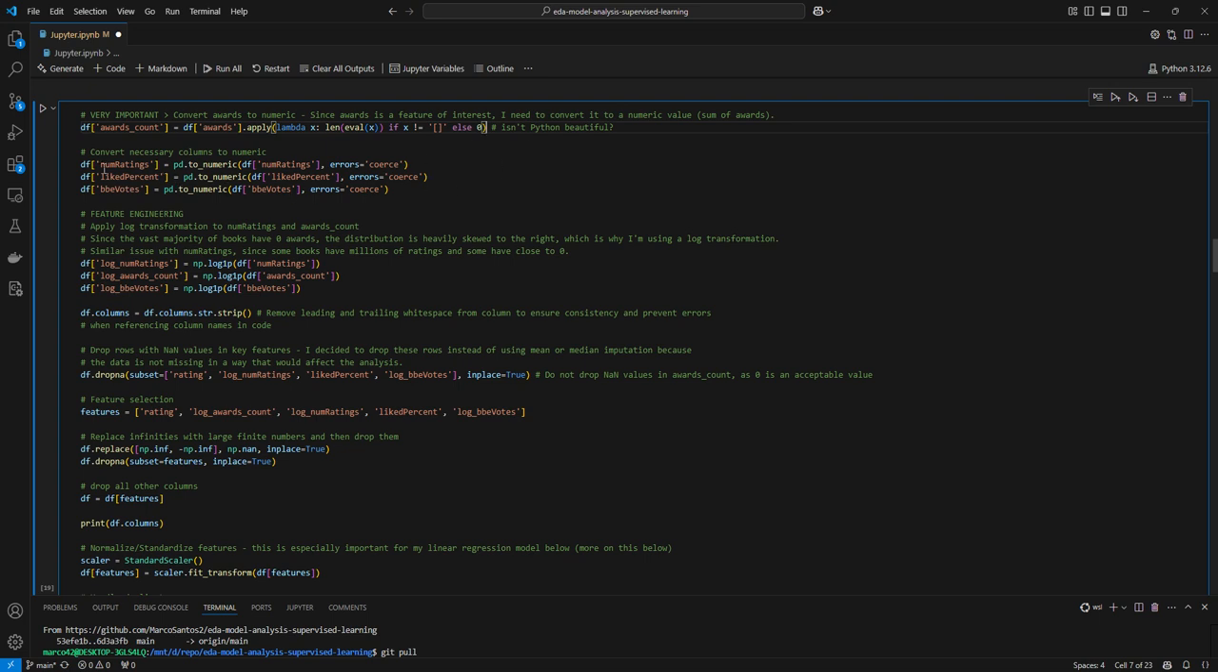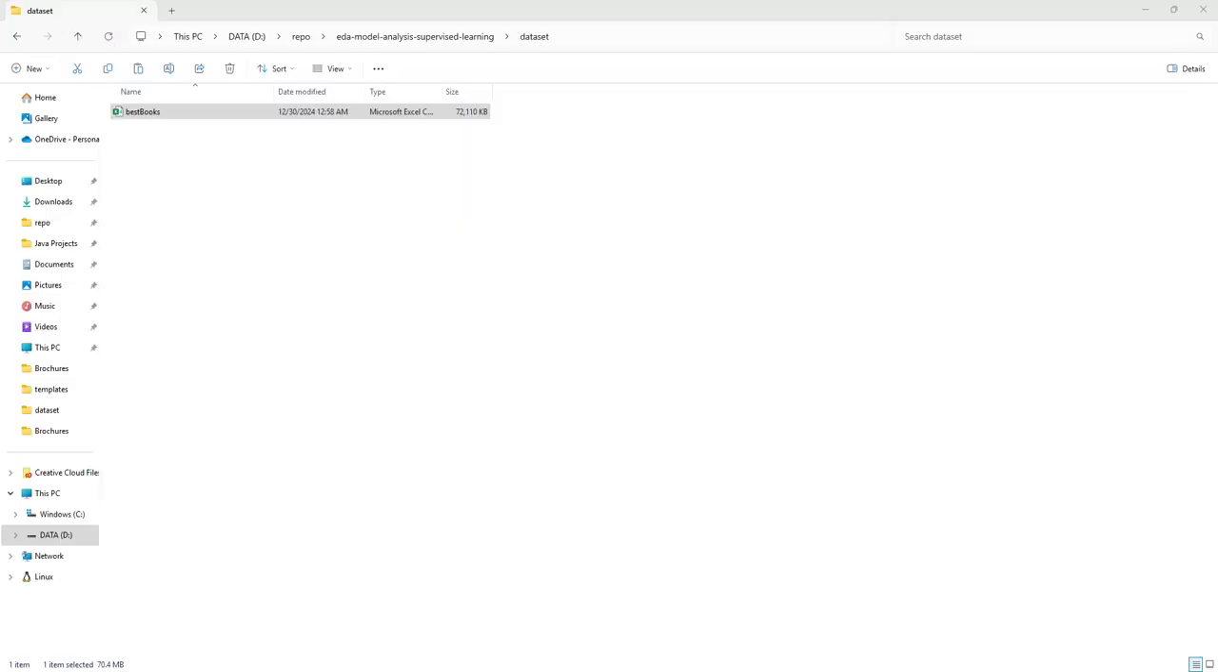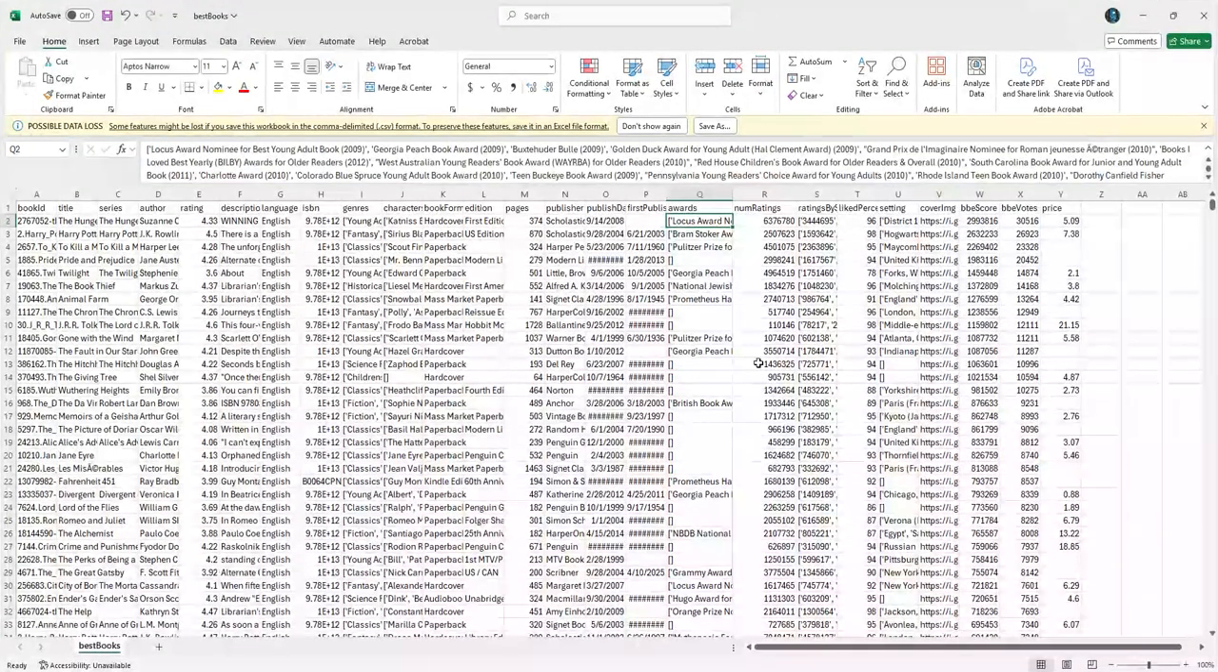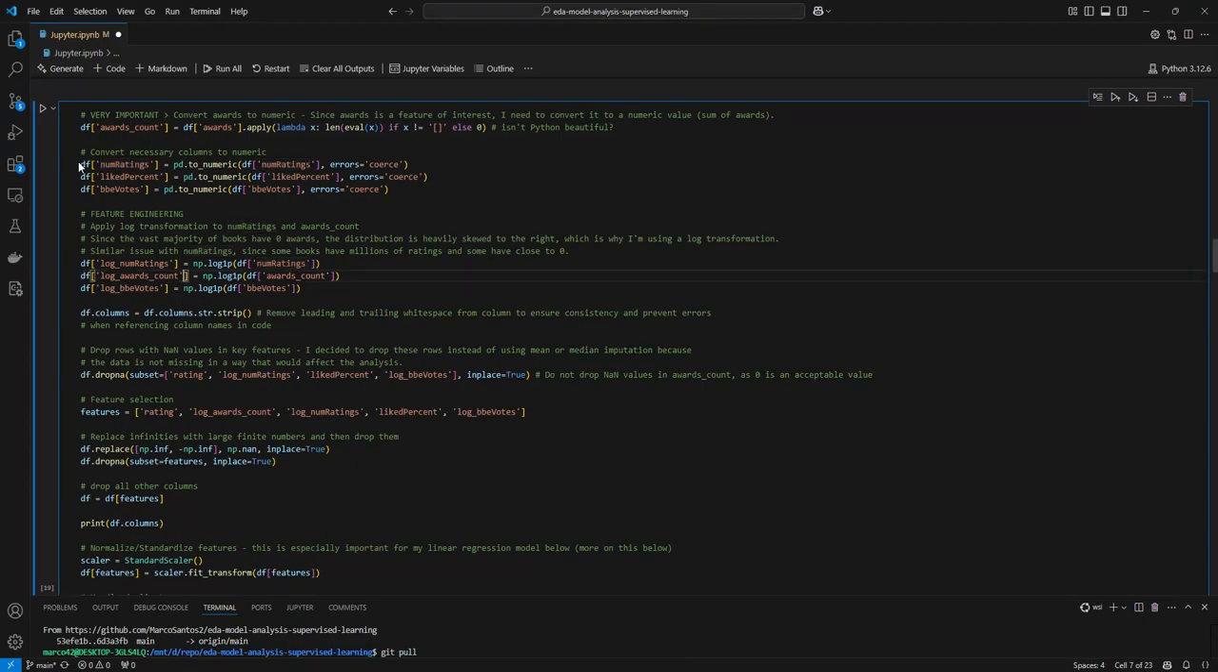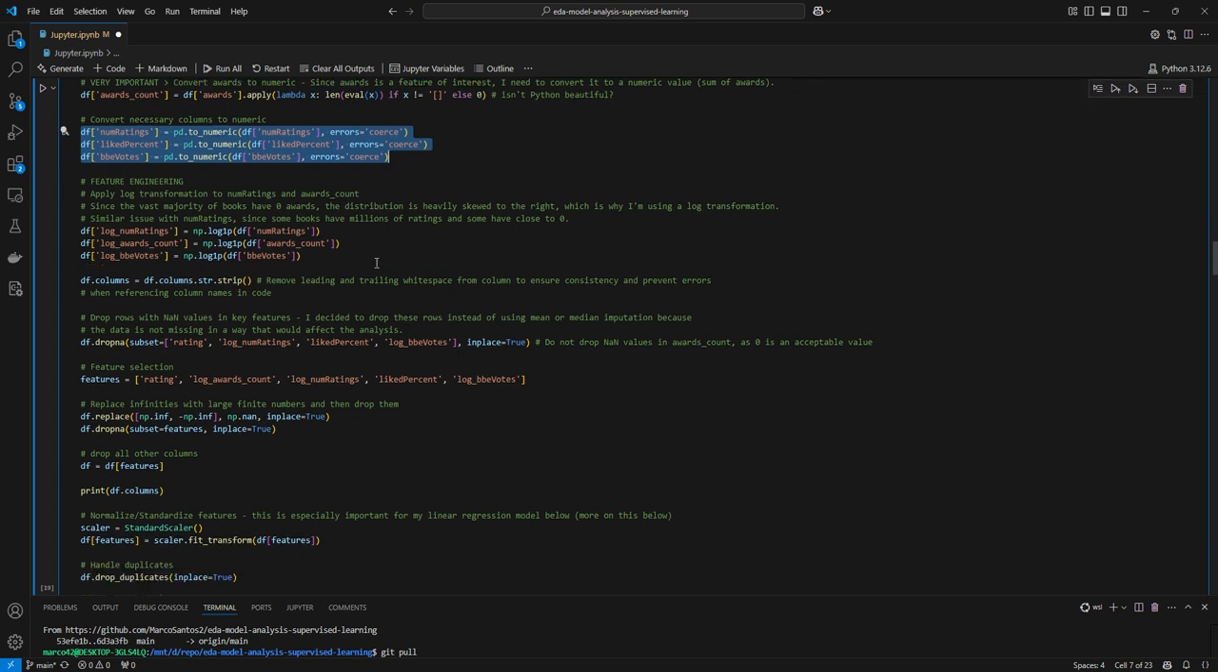I converted to numeric values for everything else, even for things that you might assume are already numeric. For example, number of ratings. We might expect that's going to be a number, 10,000 ratings, 5 ratings, but it might still be seen or written down in the data set as a string or something else. So we're just making sure that these are all numeric, that these are all integers or floats.